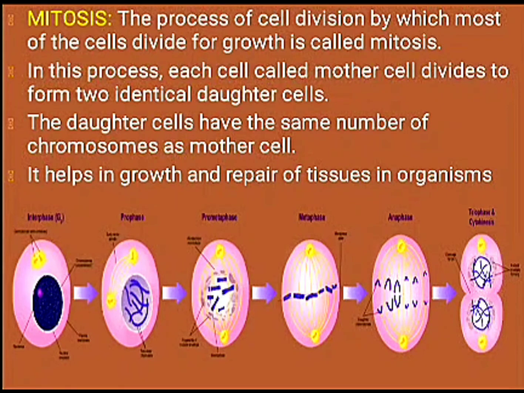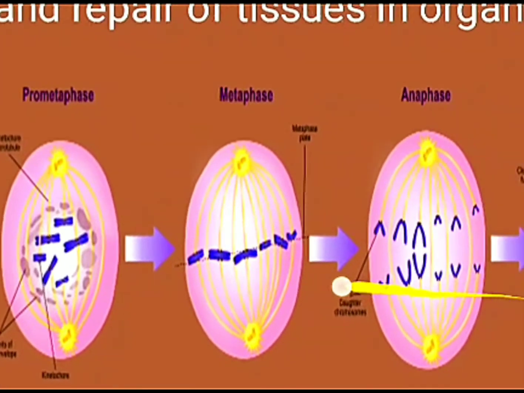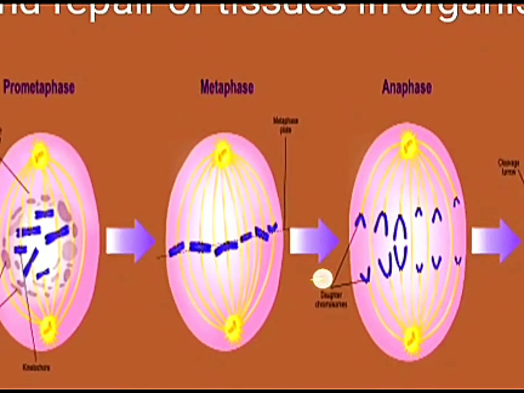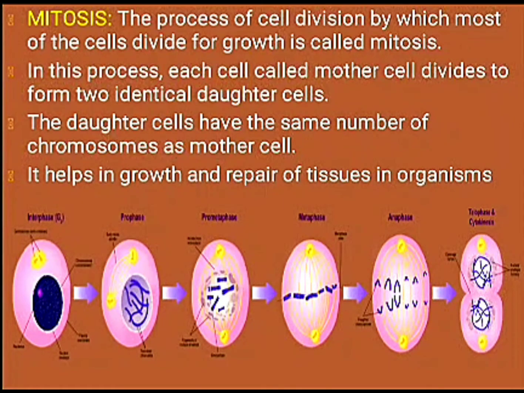The daughter cells have the same number of chromosomes as the mother cell. It helps in growth and repair of tissues in organisms. So here you can see a single cell divides into two daughter cells with the help of the nucleus. Mitosis helps in growth and repair of tissues in organisms.